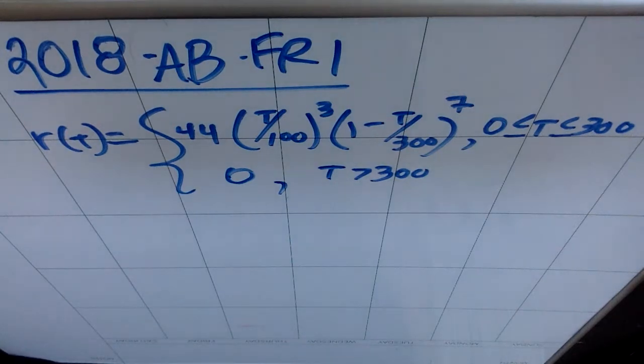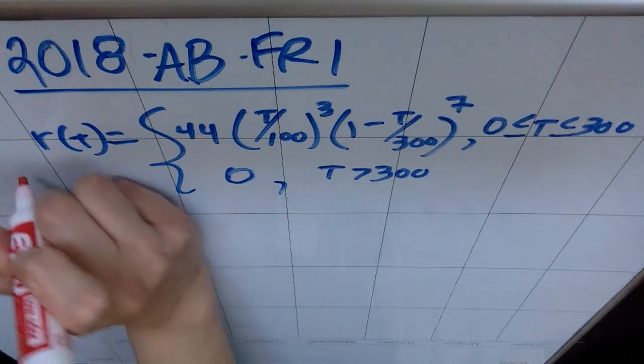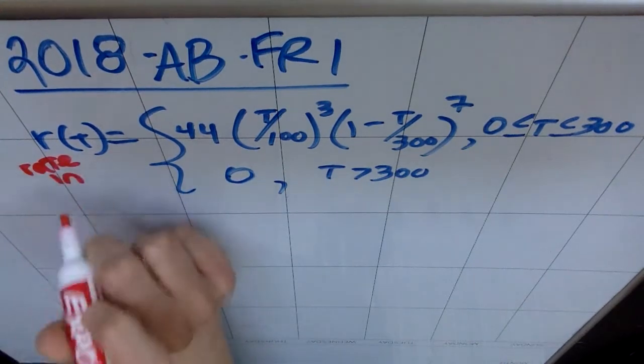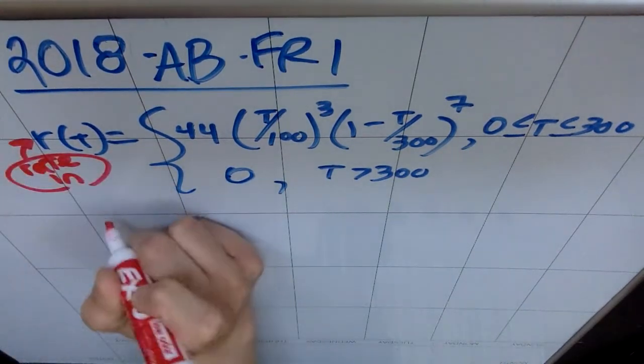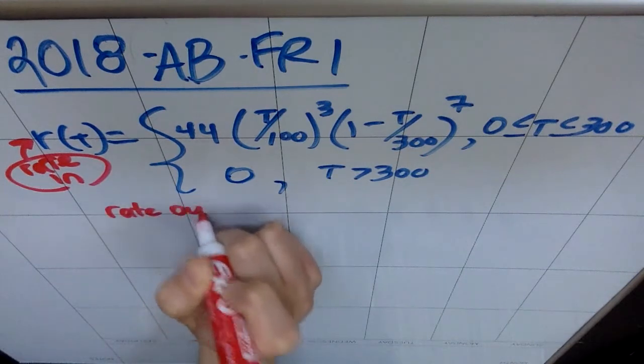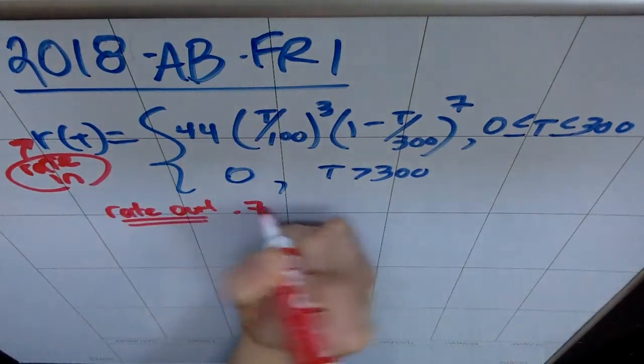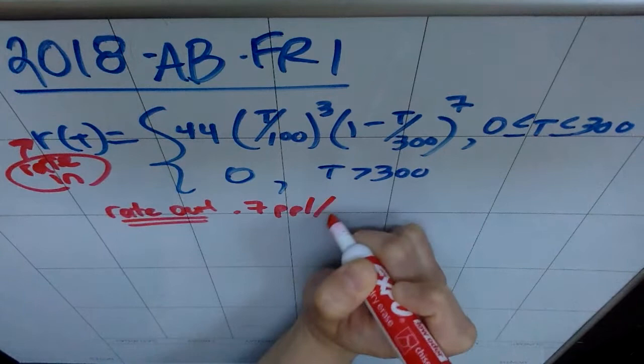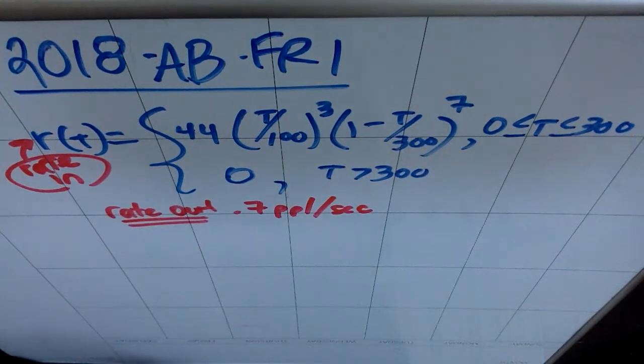Part A: how many people enter the line for the escalator during the interval from 0 to 300? So the big thing here is this is going to be one of those rate in, rate out problems, right? This is the rate in, and we were given that the rate out is 0.7 people per second. That's the rate people are getting off of the escalator.